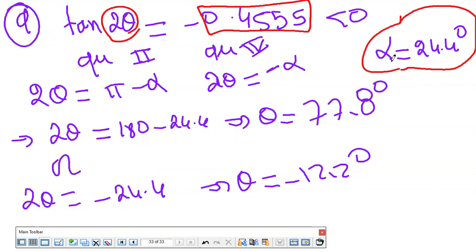If I'm in quadrant 1, how do I move to quadrant 2? I will do pi minus alpha. So 2 theta is equal pi minus 24.4, or 2 theta is equal minus alpha, or 2 pi minus alpha. So I will have 2 theta is equal 180 minus 24.4. Then I solve for theta. So theta is equal 180 minus 24.4 over 2 and gives me 77.8. Or 2 theta is equal minus alpha. So minus 24.4, and theta will be minus 24.4 over 2. So it's minus 12.2.